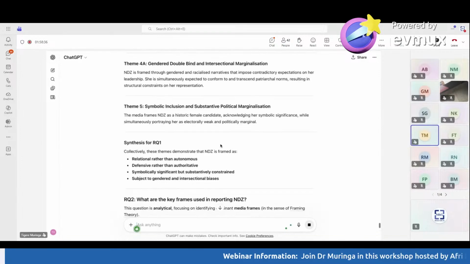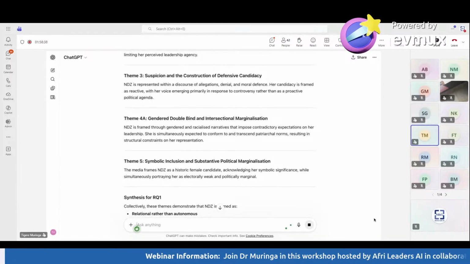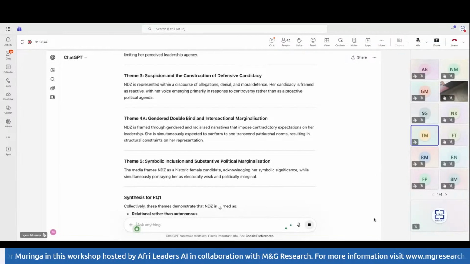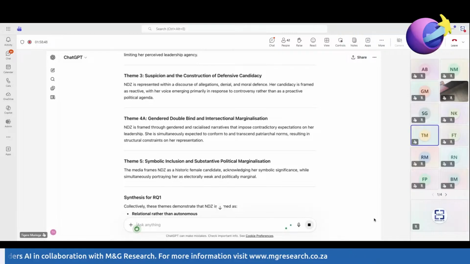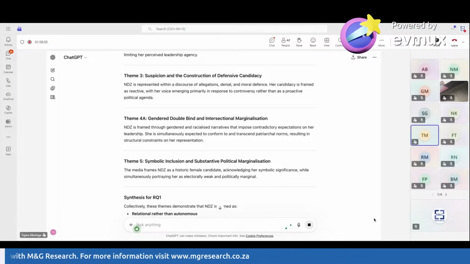So this is basically how we conduct a thematic analysis approach using large language models, using AI and other platforms that we have at our disposal. I'm going to stop here and not proceed to do all the themes that we have, but I just thought we should give you a heads up.